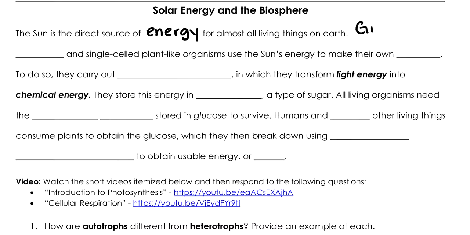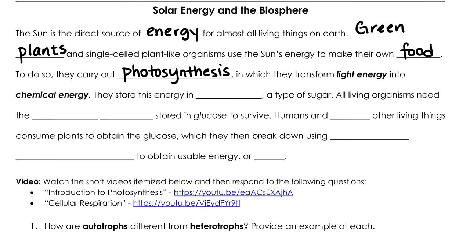Green plants and single-celled plant-like organisms use the sun's energy to make their own food, using a process called photosynthesis. In photosynthesis, there is a chemical reaction that transforms light energy into chemical energy. And when plants do this, they are storing the energy in glucose, which is an organic molecule, a type of sugar, which is energy dense. All living organisms need to eat glucose. They need the chemical energy stored in glucose to survive.